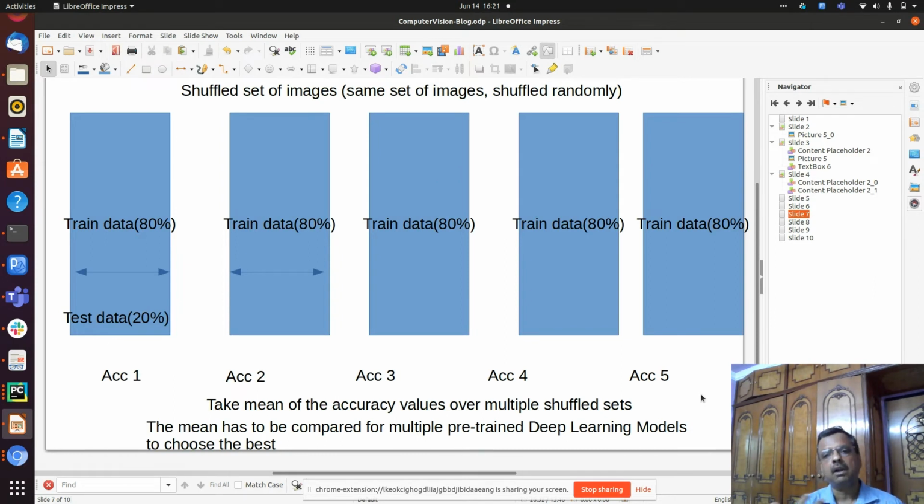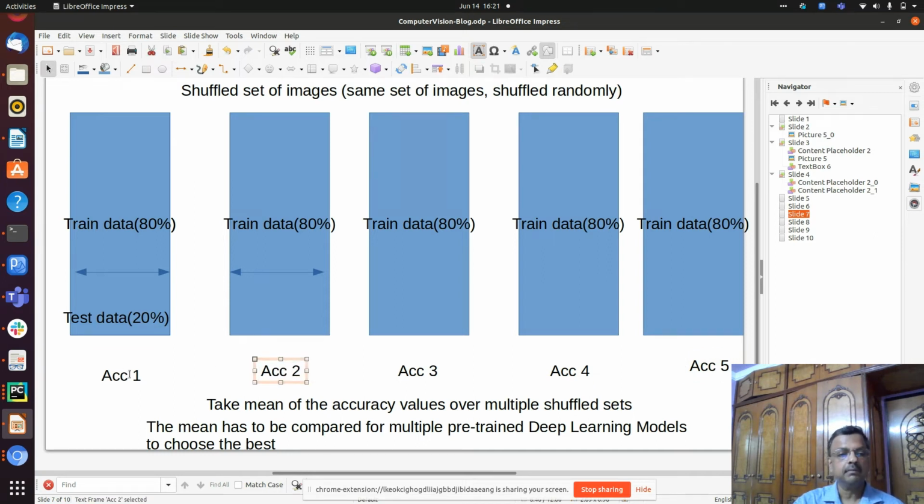This is something like the cross validation we do in normal machine learning. That is an absolute must in the case of image classification, because we have seen the accuracy varies, sometimes widely, across the shuffle sets. So we'll get five accuracy values for the five shuffle sets, and then we take the mean of these to determine the final accuracy which my model is giving. It could be a ResNet 50 or ResNet 101, whatever it may be. So that is very important.